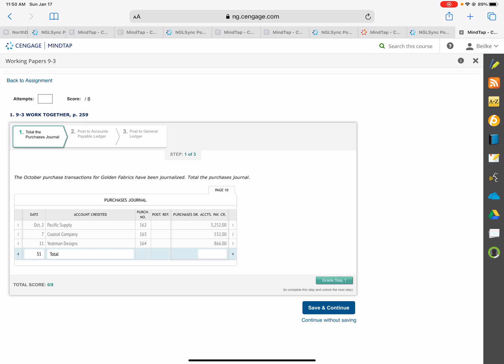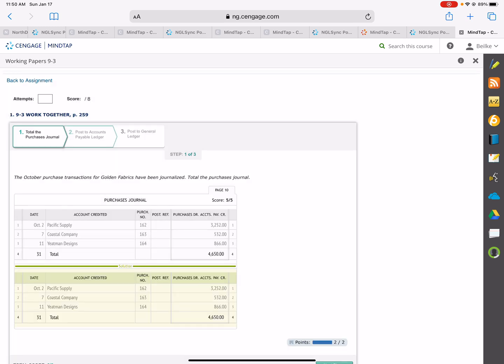We don't have to put anything in the purchase number or the post reference. Then we would go through and add up the three numbers and we come up with $4,650. And when we were done with that, if we were doing it manually, we would double rule.